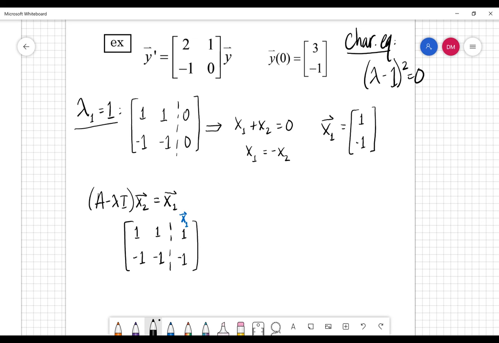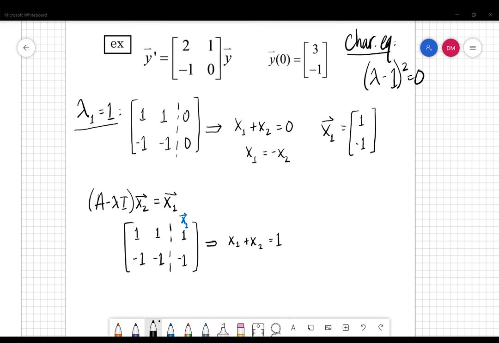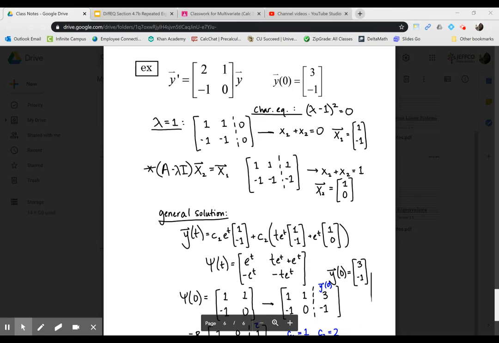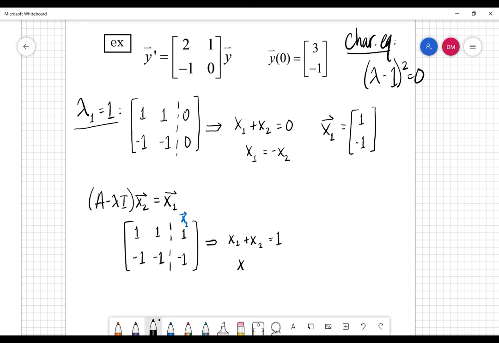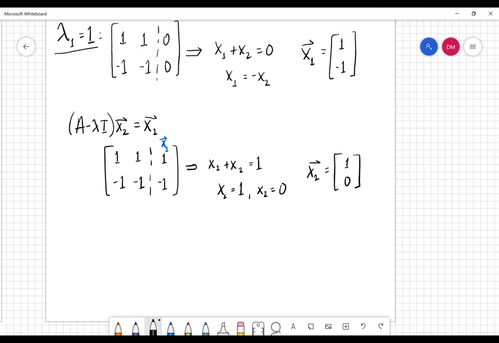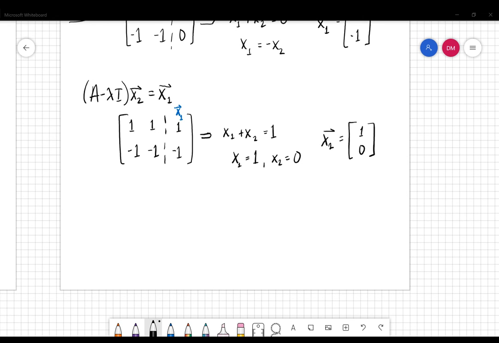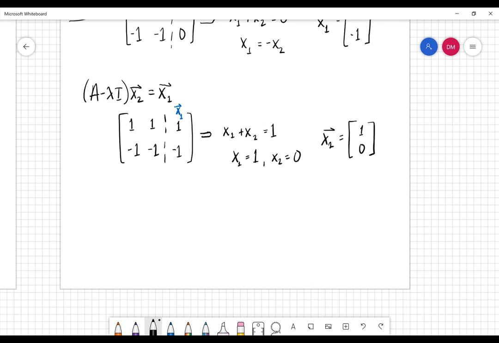Okay, row 2 is still pretty unhelpful, but this now at least tells me that x1 plus x2 is going to be equal to 1. And so I can get a different eigenvector from that. In fact, I just chose to make x sub 2 equal to 0. So we'll call x sub 1 equal to 1, and that means x sub 2 would be equal to 0. And then I see that I get a linearly independent eigenvector. Okay, so there's my x1 and x2.